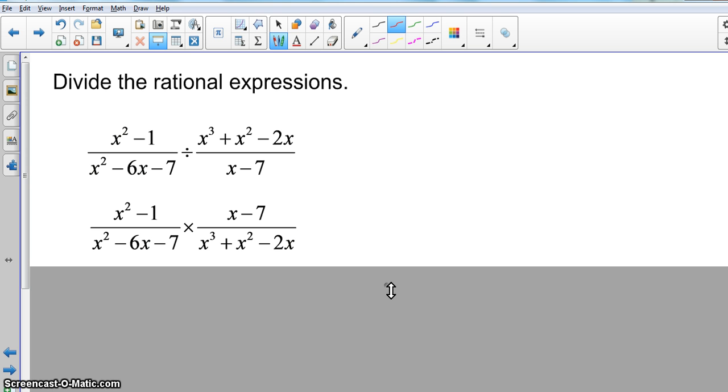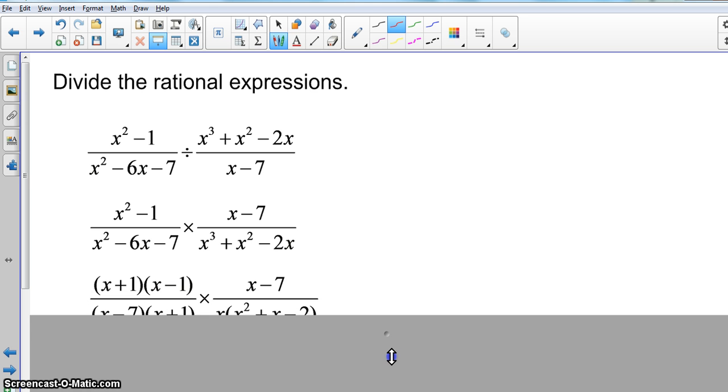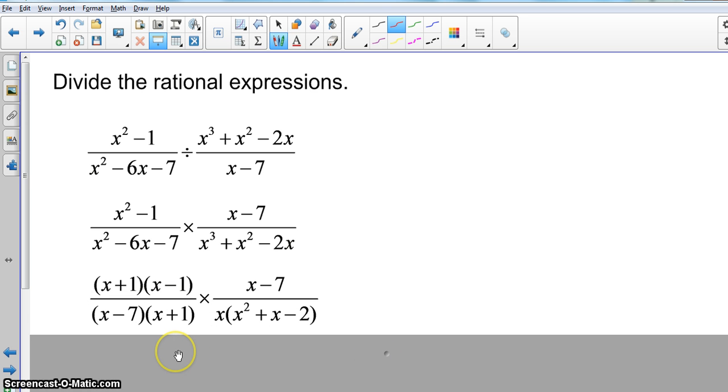Now, just like when we multiplied rational expressions before, we now want to look to factor. So I'm going to factor everything I can factor. The numerator of my first fraction is a difference of squares. So I get an x plus 1 and an x minus 1 by taking the square root of x squared and the square root of 1. My denominator of my second fraction is just a regular trinomial, so I get x minus 7 and x plus 1, because I'm asking myself what multiplies to negative 7 and adds to negative 6.